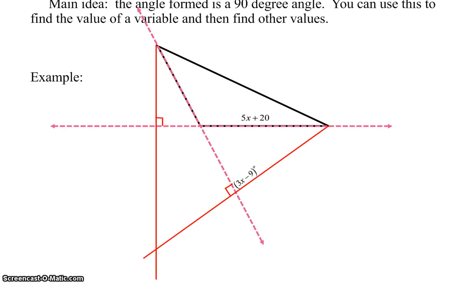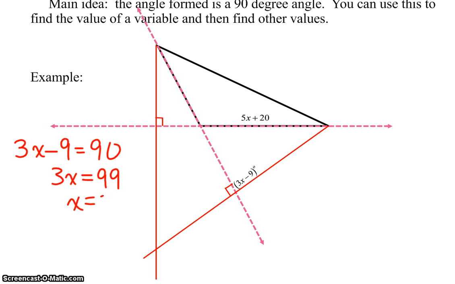So from our example above, if our altitude comes down here and creates an angle of 3x minus 9 degrees, because it's an altitude, I know it's a right angle, so therefore 3x minus 9 equals 90, 3x equals 99, and x would equal 33. Now if I want to find the length of the side up here, which is 5x plus 20, 5 times 33 plus 20 works out to 185 units long.